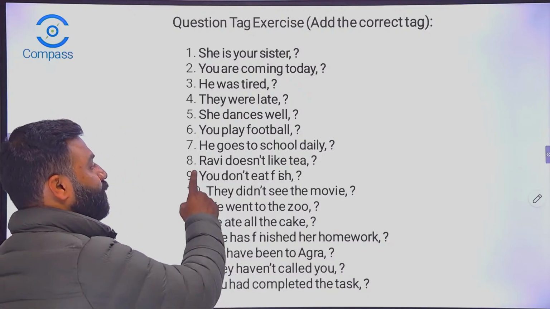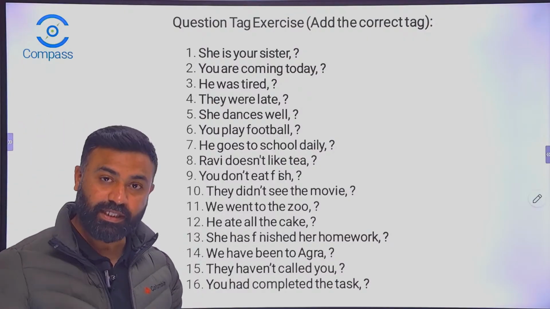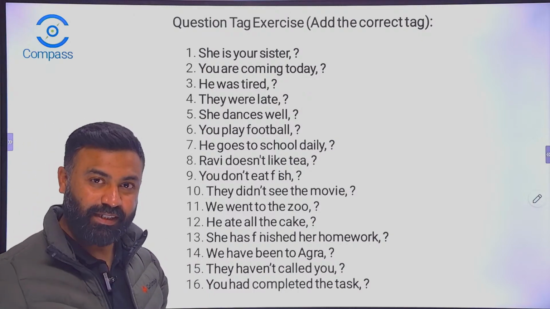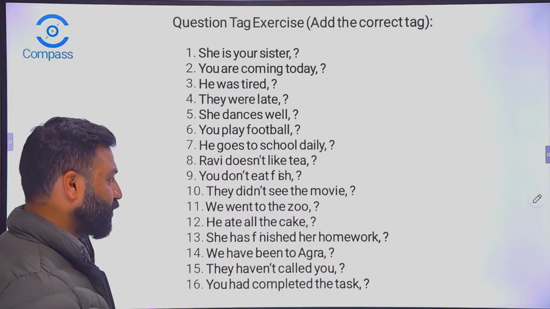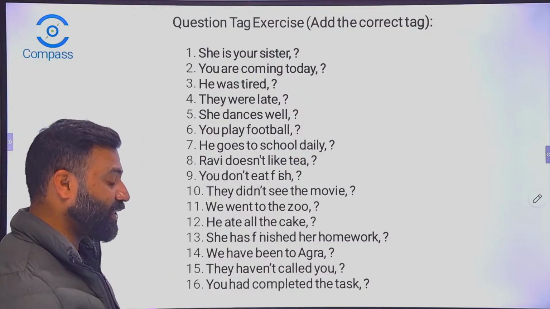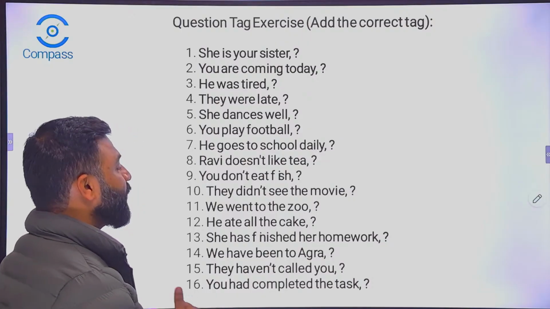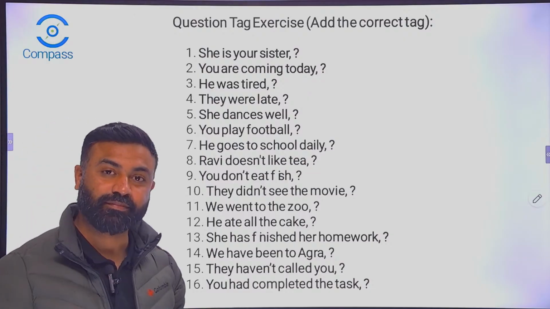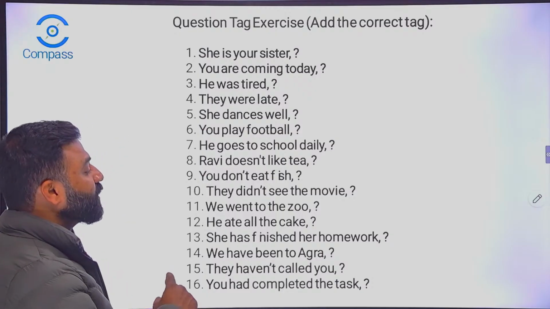Okay. Number 8. Ravi does not like tea. Does he? We are going to use the pronoun. Does he? Okay. Number 9. You don't eat fish. Come on. Number 9. Do you? That's the right answer. Very good. Do you is the right answer. Number 10. They didn't see the movie, did they?